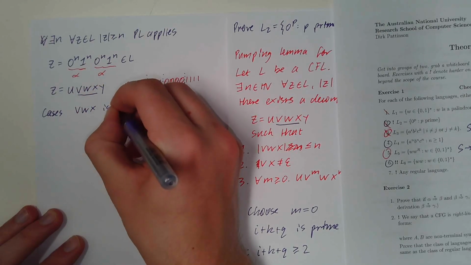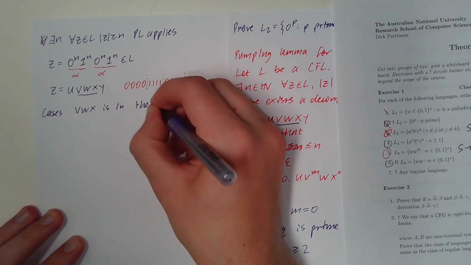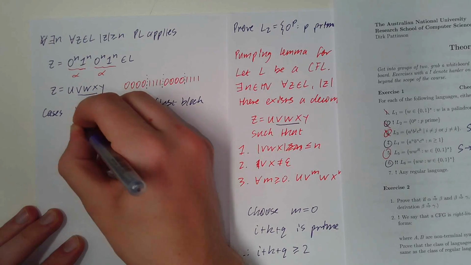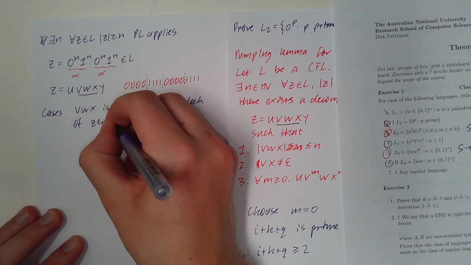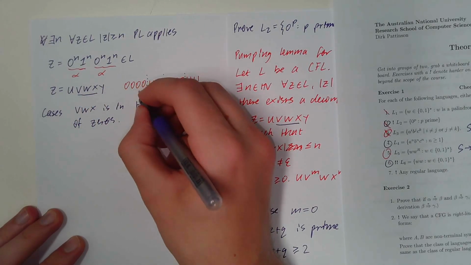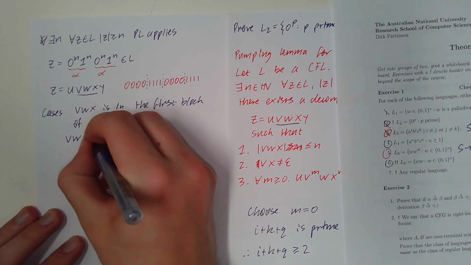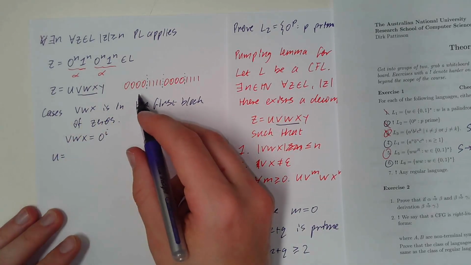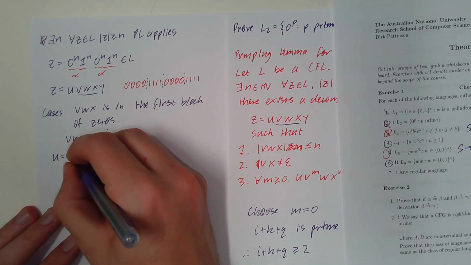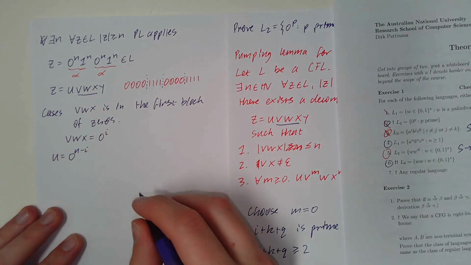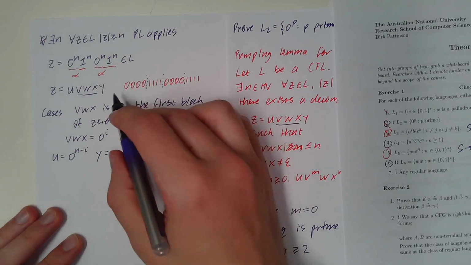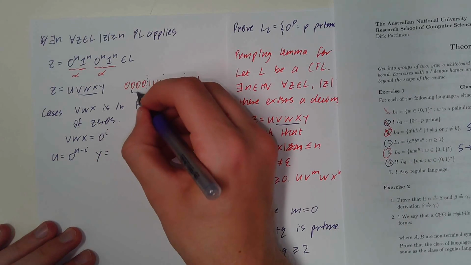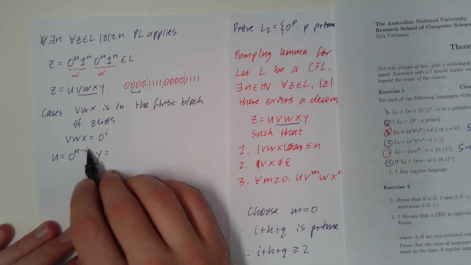Case: vwx is in the first block of zeros, which means it lies somewhere here. So vwx is going to be some number of zeros. u is going to be however many zeros are left over, which I guess is n take i many zeros. And y is going to be the whole rest of the string. So, I've lied a bit. This is going to have to be worse than that, actually.